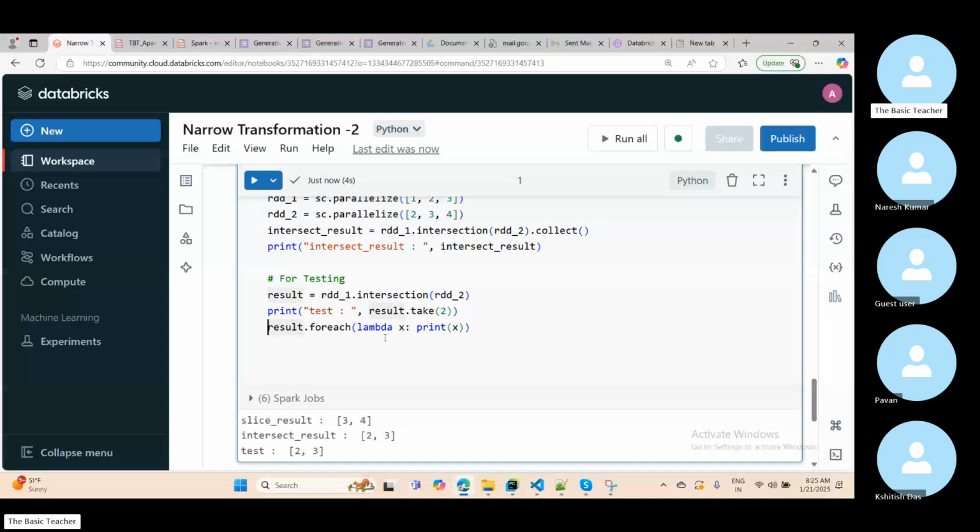Okay. So you can think about some alternatives instead of doing the collect. That is not advisable.